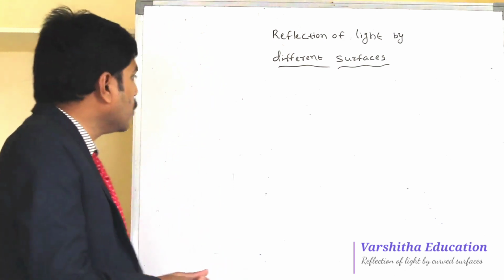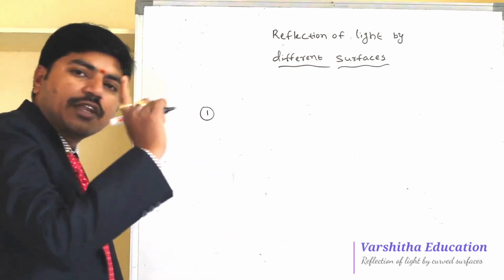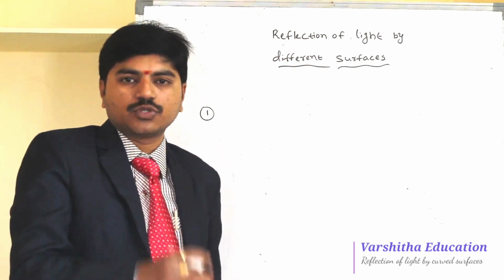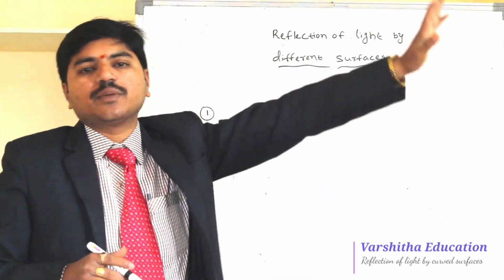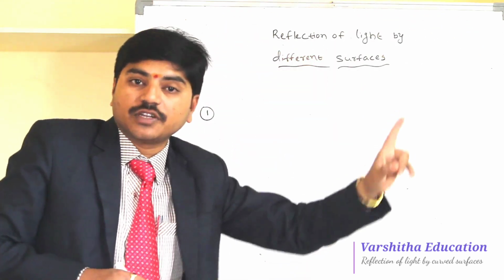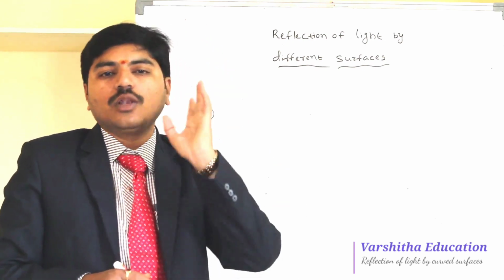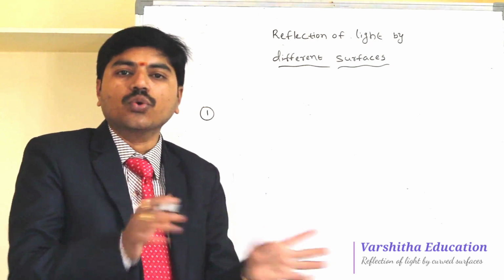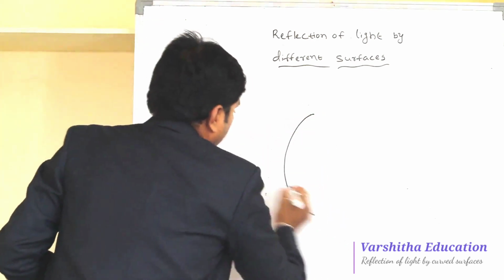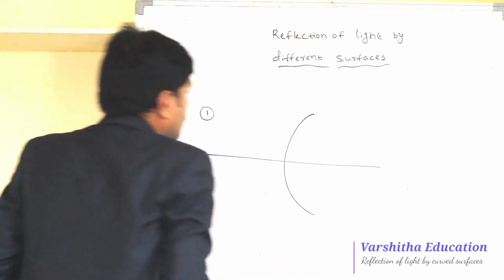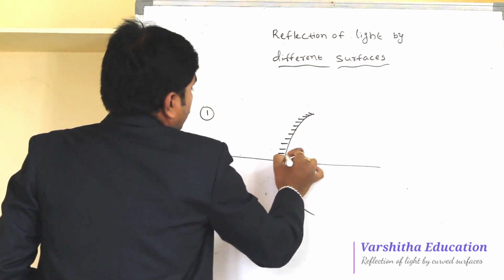The first rule is rule 1. So what does rule 1 mean? If any ray is coming from infinity, so we don't know where it is coming from, but after reflection the ray should pass through the focal point. It is compulsory, it is a rule. Now I can show the diagram, so you see here. For example, it is a curved surface.